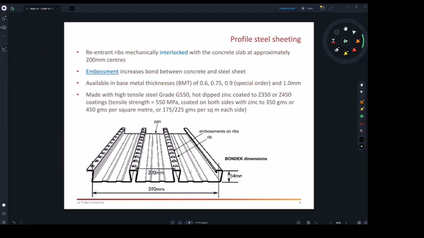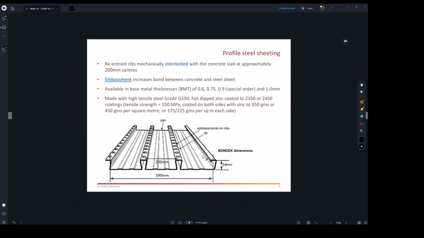All right, so now we have the different profiles. So what are these? They are the sheets that are available in the market, and we can use them to develop composite slabs. So let's quickly talk about their main features. The sheets will come in a width of about 590 or 600. They're going to be as long as required into the page, and they will be placed in pieces.